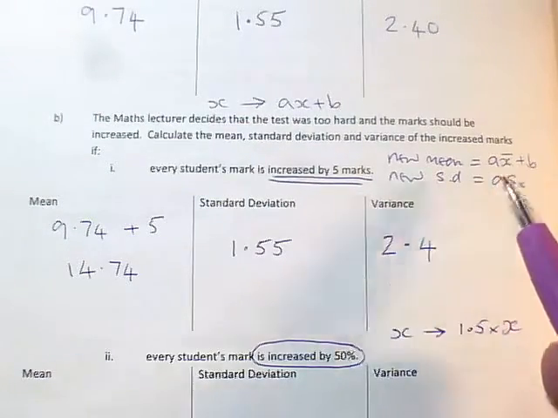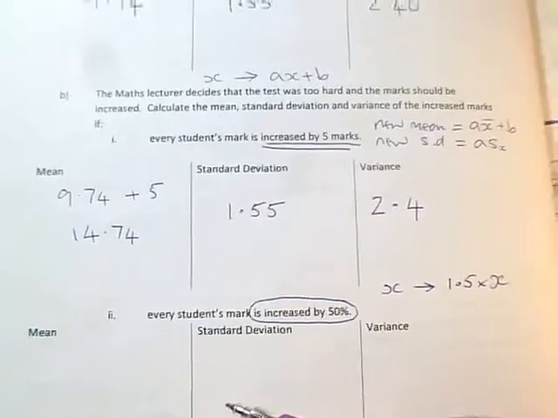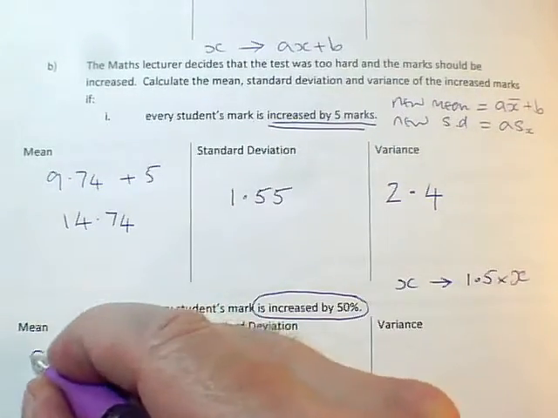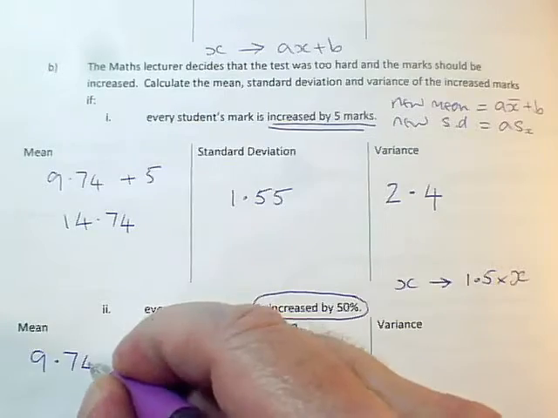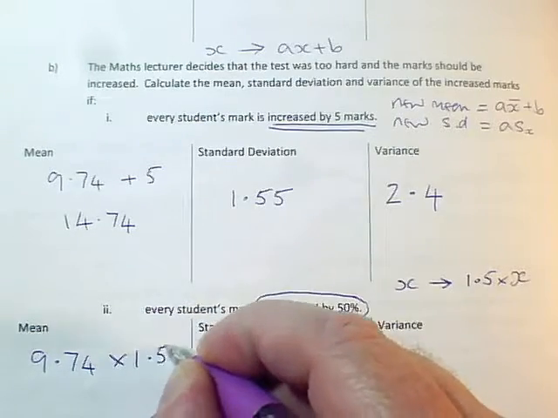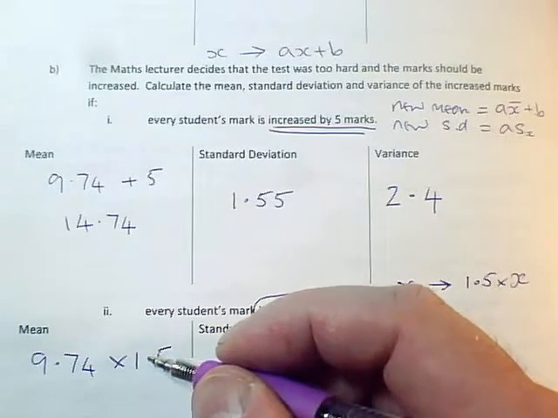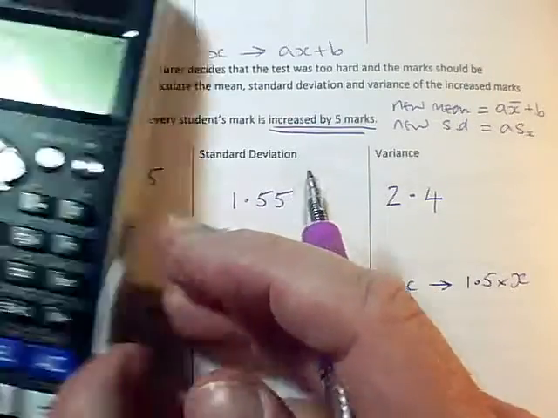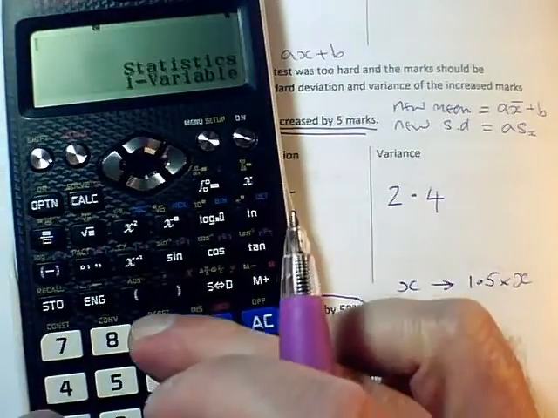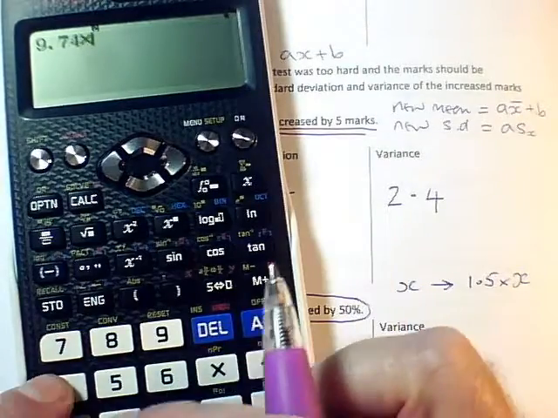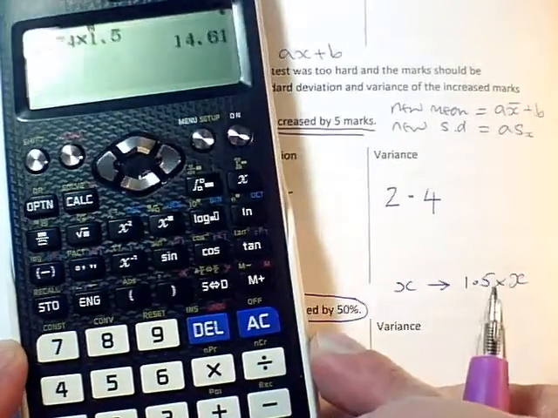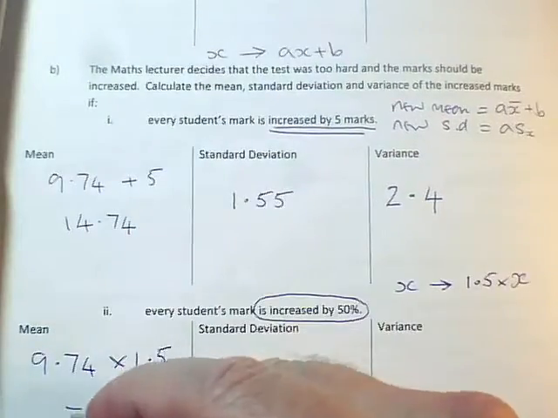So 1.5 times the x values means that, applying this, the mean and the standard deviation are both affected by the times a. So for my new mean, the previous mean was 9.74. So 9.74, I'm going to be multiplying by 1.5. And when I do that on my calculator, 9.74 times 1.5, that's going to give me 14.6.